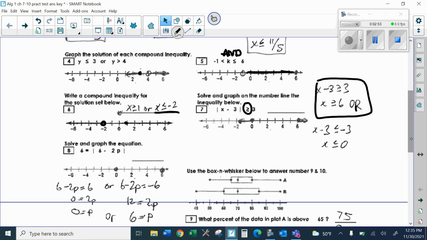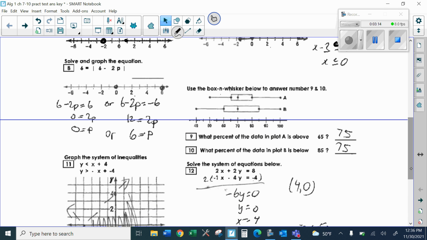Okay, and the second inequality, I switch the inequality sign, so it becomes less than or equal to, and I take the negative of whatever is on that right side, or the opposite, same thing. And so last step, add the 3 across, and x is less than or equal to 0. And then I go ahead and graph that. Closed circles because it's got the equal sign.